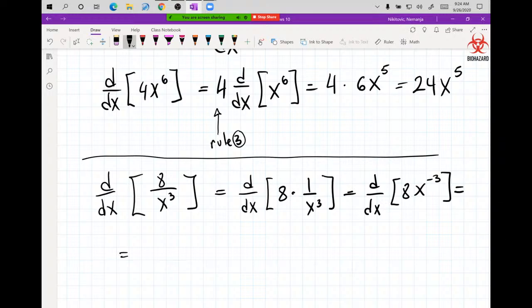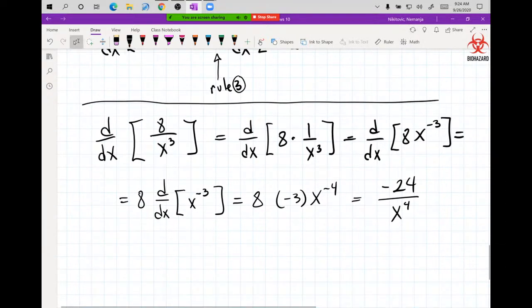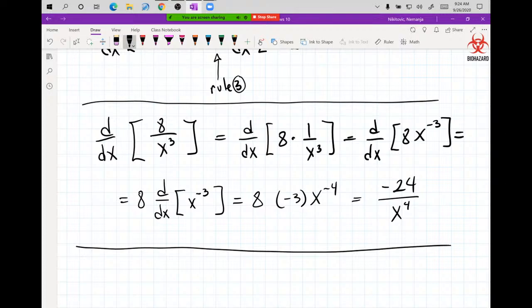So this is where 8 goes in front of the derivative. And then you say 8. And then now this becomes negative 3 x to the negative 4, which gives you negative 24 divided by x to the positive 4 when you ship it to the denominator. That's basic algebra there, right there.